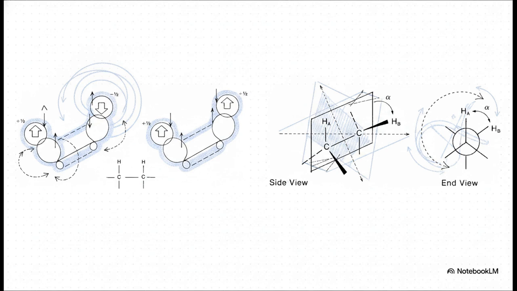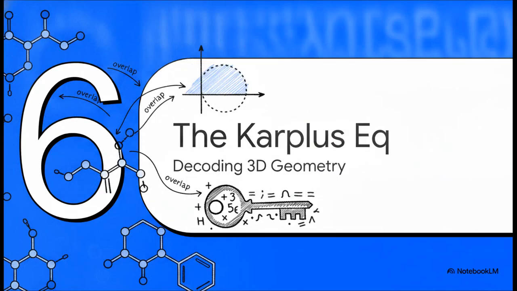Instead, they have to rely on this tiny bit of parallel orbital overlap between the adjacent CH bonds, and that overlap is completely governed by the dihedral angle, which we call alpha. And finally, part 6, Karplus, decoding 3D geometry.